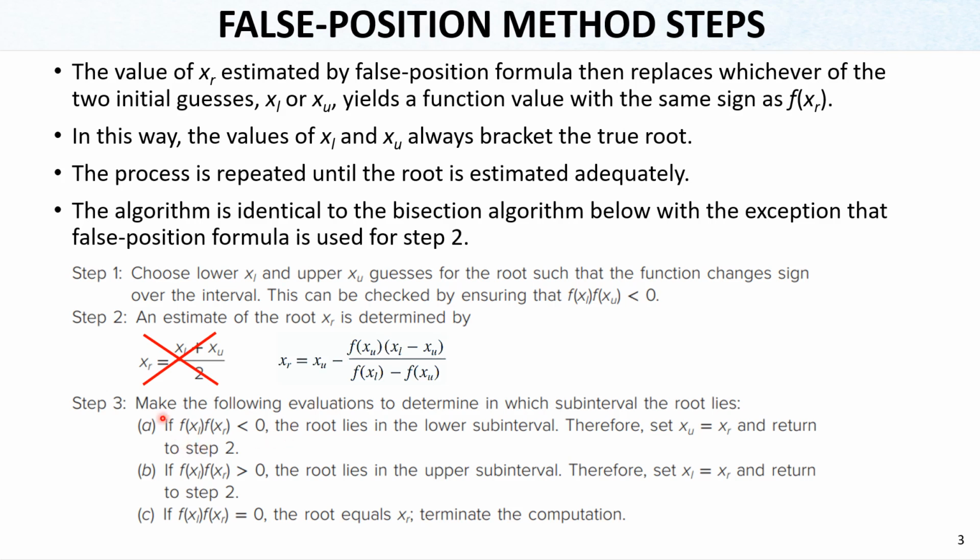If the multiplication f(xl) times f(xr) is below 0, we set xu equals xr. If the multiplication is greater than 0, then we set xl equals xr and continue to the second step, calculate this again and repeat this process until either f(xl) times f(xr) equals 0 or a convergence criterion or a stopping criterion is achieved.